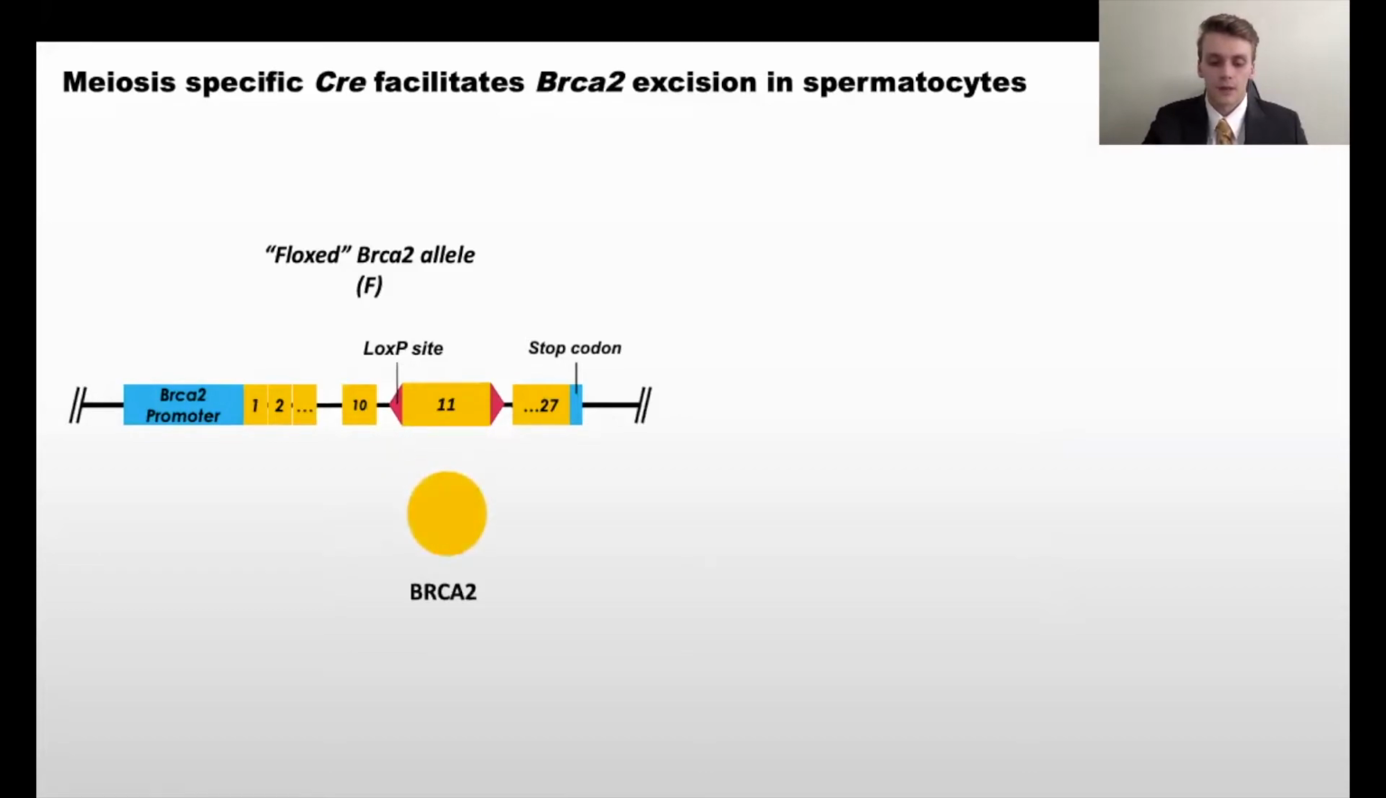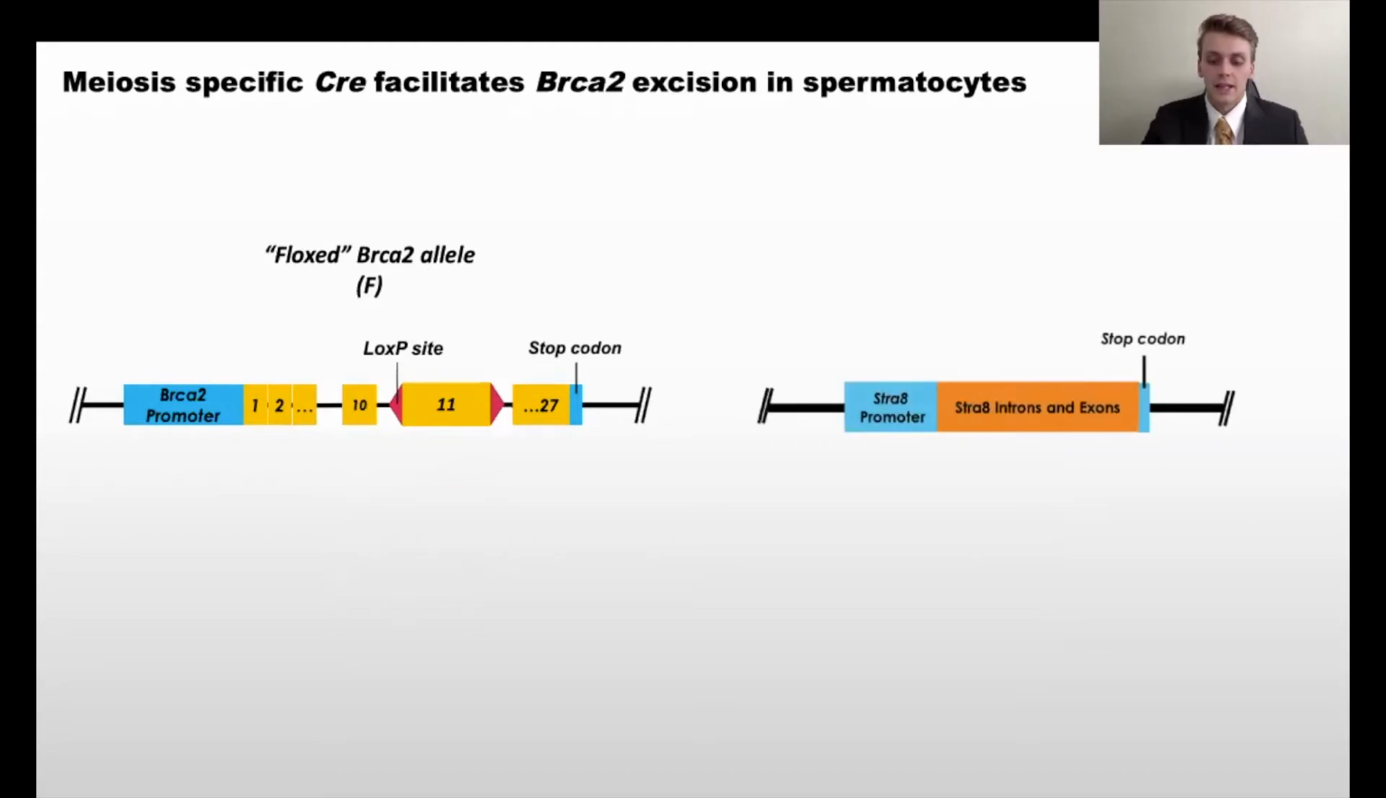Upon transcription and translation of the floxed BRCA2 gene, a functional BRCA2 protein will be made like so. Now, let's take a look inside the spermatocytes, otherwise known as the germ cells. In addition to the floxed BRCA2 gene, these cells have a germline-specific gene, meaning it is not found in somatic cells. This gene is called STRA8, or stimulated by retinoic acid 8.